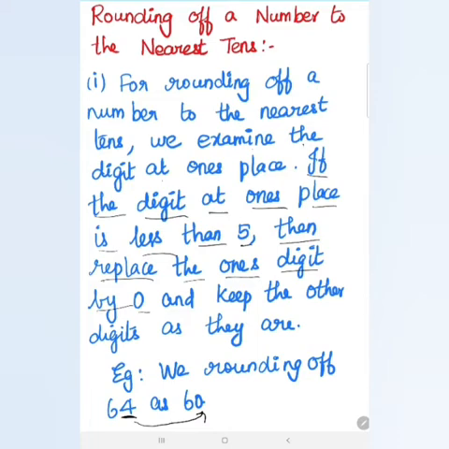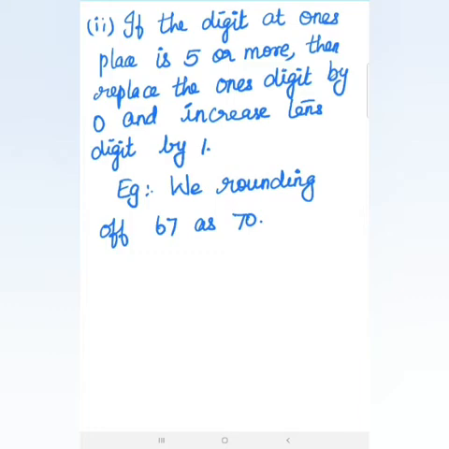Suppose the digit is greater than 5, what will we do? If the digit at the ones place is 5 or more, then replace the ones digit by 0 and increase the tens digit by 1. Example, we round off 67 as 70.